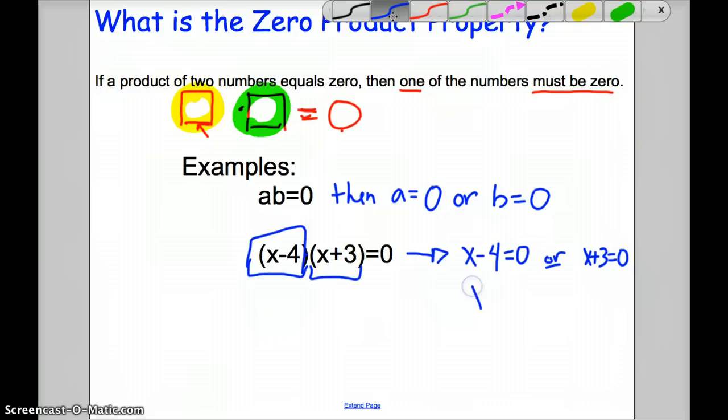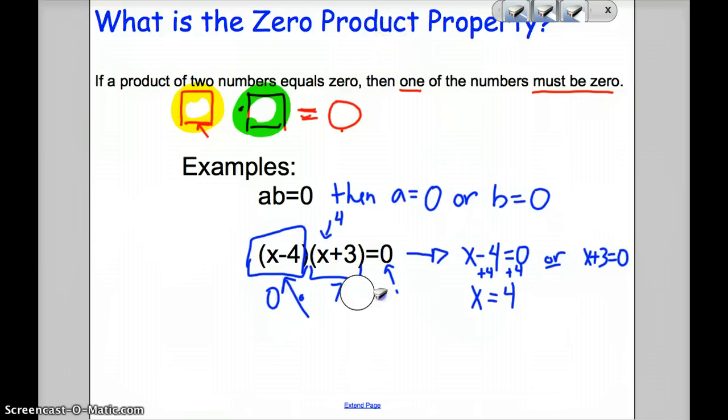And one answer is, if I solve this equation, I would solve it by adding 4. I can see that the answer would be 4. That would make the first thing 0. And it would make the second thing, well, if I plug in 4, I would get 7. But it doesn't really matter because the first number would be 0 and it would solve the equation, meaning it would make the whole thing 0, like the original equation said.